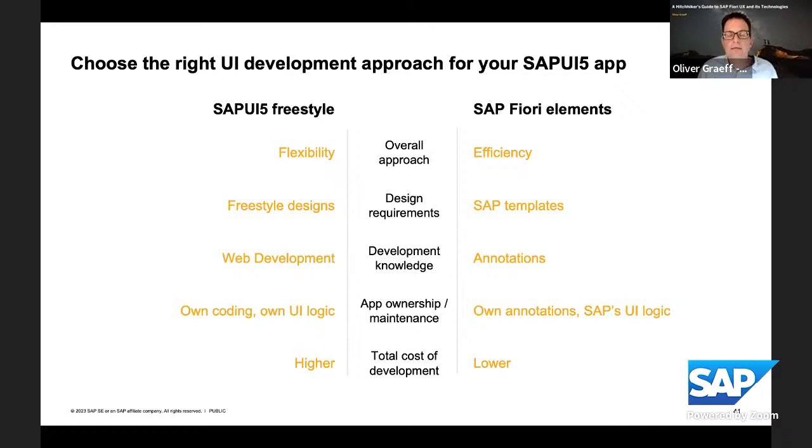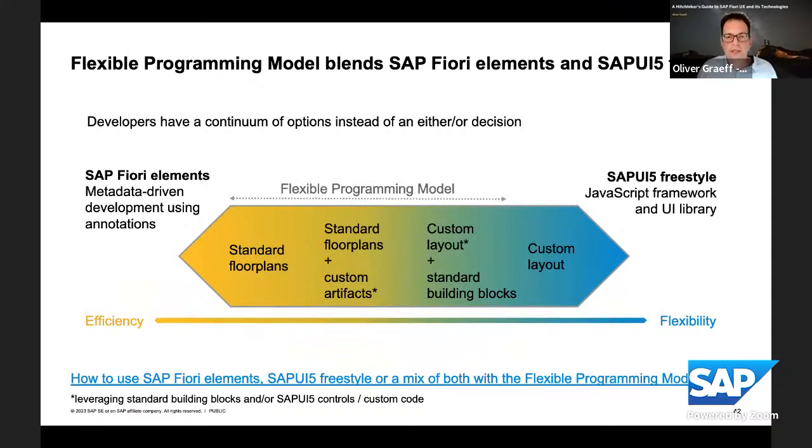And this now looks as if it's an either-or decision. It's not really an either-or decision because we introduced the flexible programming model last year. This basically means going somewhere in between. You have the two extremes, Fiori Elements, pattern-based on the left here, and UI5 freestyle, where you explicitly code UI5 freestyle. But with the flexible programming model, you can also go in between.